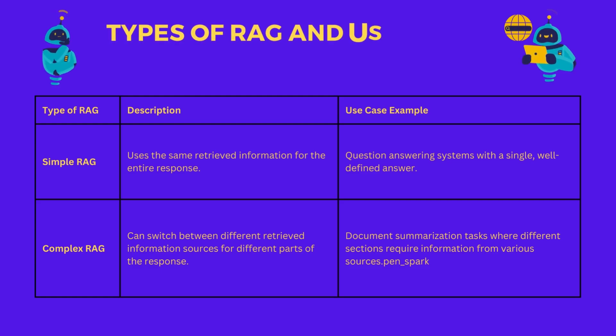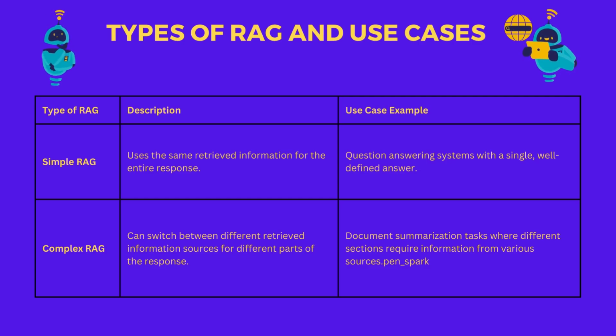There are two main types of RAG models, simple RAG and complex RAG. Simple RAG models are like those one-stop shop search engines. They find relevant information from a single source and use that information to craft the entire response. This is ideal for tasks where there is typically a single, well-defined answer, like question answering systems.